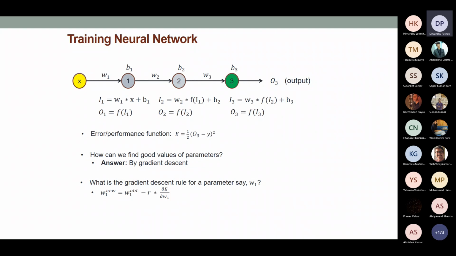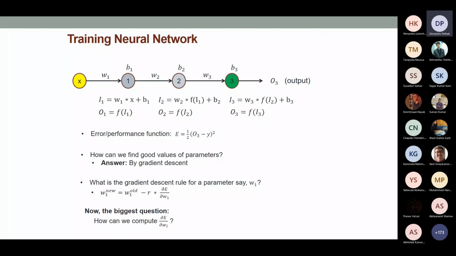Now here W1 old you start off with randomly. R is also set empirically and known to you. The only thing that is unknown to you is del E del W1, which you have to compute. And you have to compute it for all parameters in this network, not only one, but all the parameters in the network. Okay, all right.